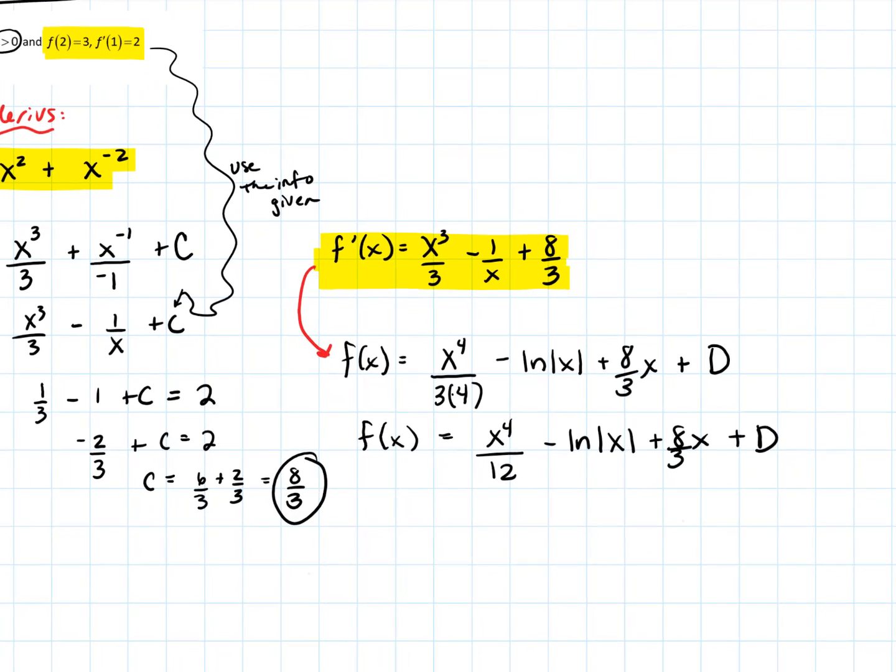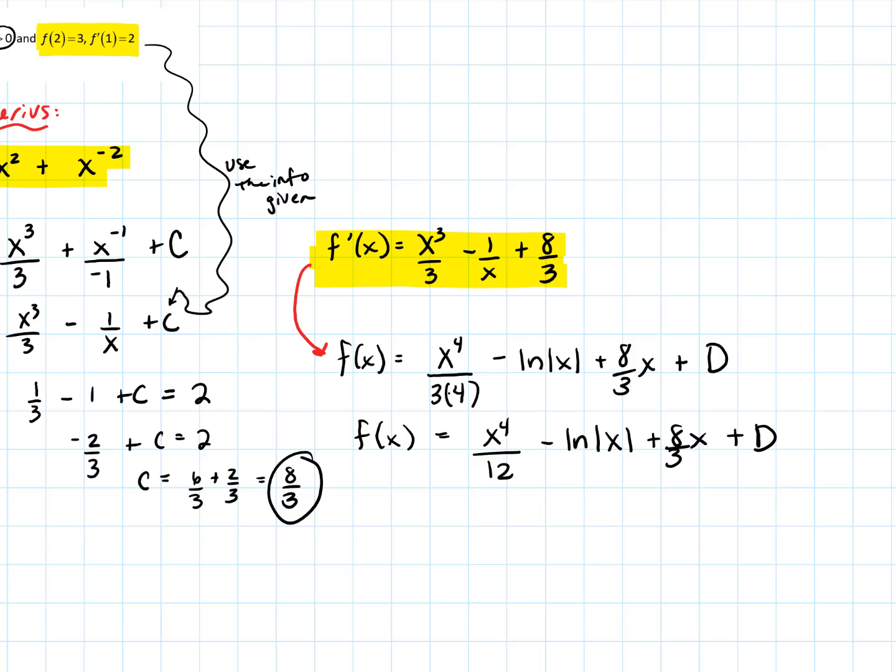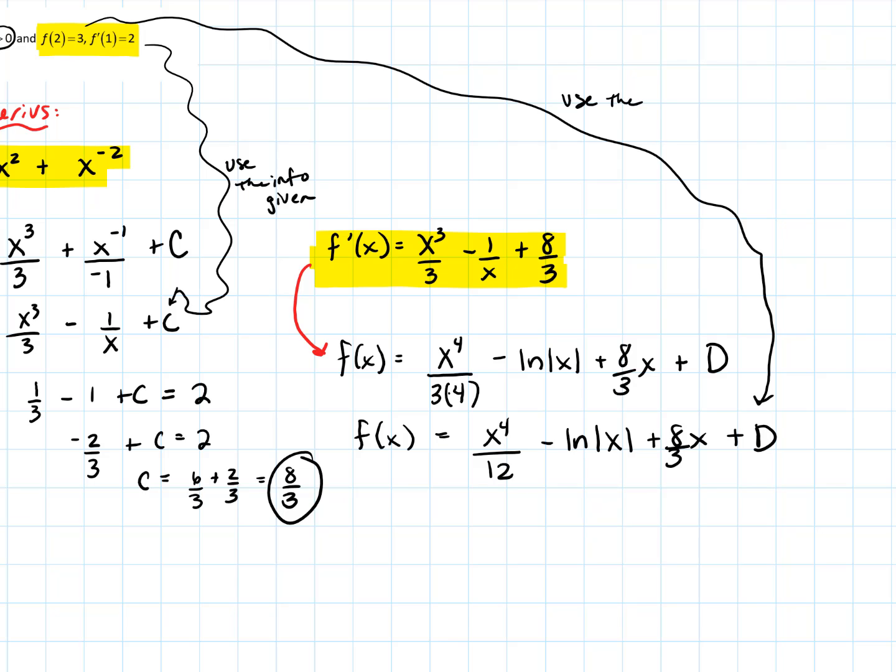And we are almost done, except for the fact that we also had some information here that we can use to find d. So we can use, again, the info given. So they're a little like puzzles, right? We use our process of antiderivatives, and then we use information to plug in and piece it together. So f of 2 would be 2 to the 4th over 12 minus ln of the absolute value of 2 plus 16/3 plus d, and that is equal to 3.